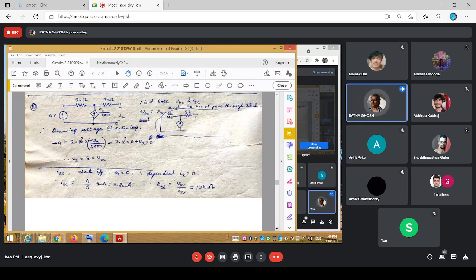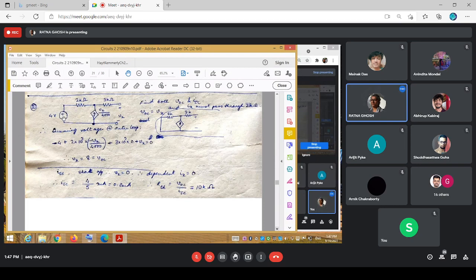Now the next thing is ISC. ISC means you've got to short, Norton's theorem means you have to short these two terminals. The moment you short these two terminals, this Vx becomes 0. Because this Vx becomes 0, this also becomes 0. That means this effectively becomes open. And since this is open, your corresponding Ix also becomes open.